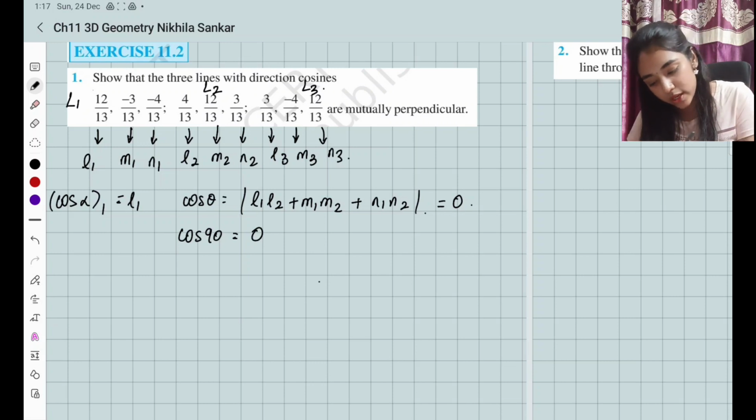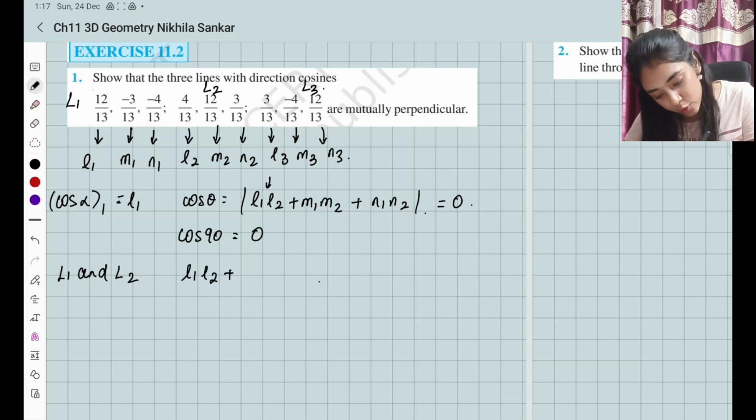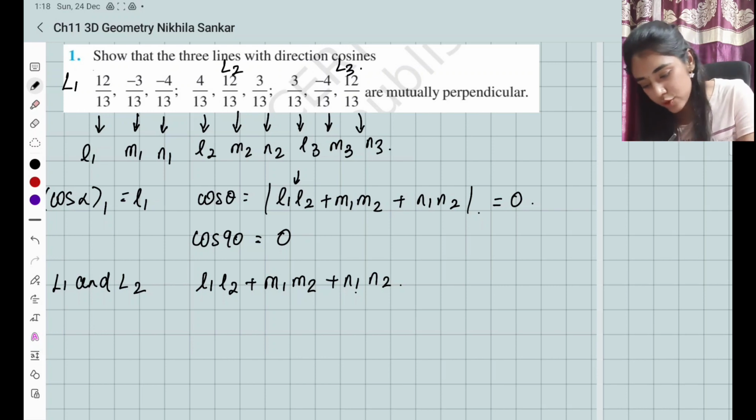So first let us do it for L1 and L2. Capital L1 and L2 are the lines, okay? The small l's are going to be the direction cosines, okay? Understand the difference. So now this is going to be L1 L2 plus M1 M2 plus N1 N2. Let us substitute the values. First L1 L2, I'll mark that. So L1 and L2.